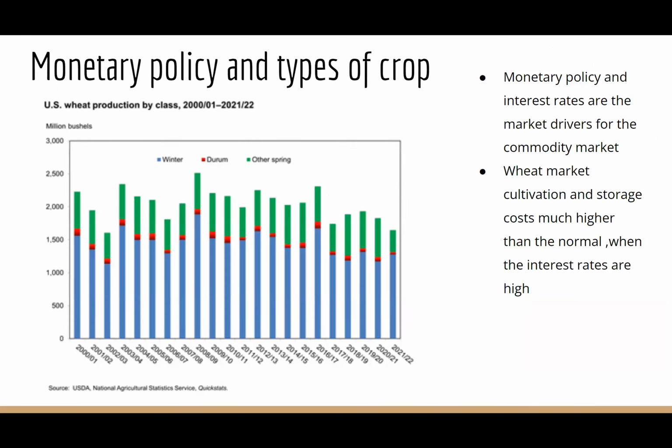When it comes to the monetary policy and the types of crop, wheat is a crop grown throughout the year, with high cultivation in the winters, and less in the springs and less in the durum. The movement of the crop is very rapid, and it increases the demand, and it's a fast moving good. So you need to grow it again and again, and that's how it increases the demand and supply. The monetary policies also play an important role by keeping those interest rates. And there's a separate bill for the farmers to grow the crop, known as the farmers bill, for their benefit.